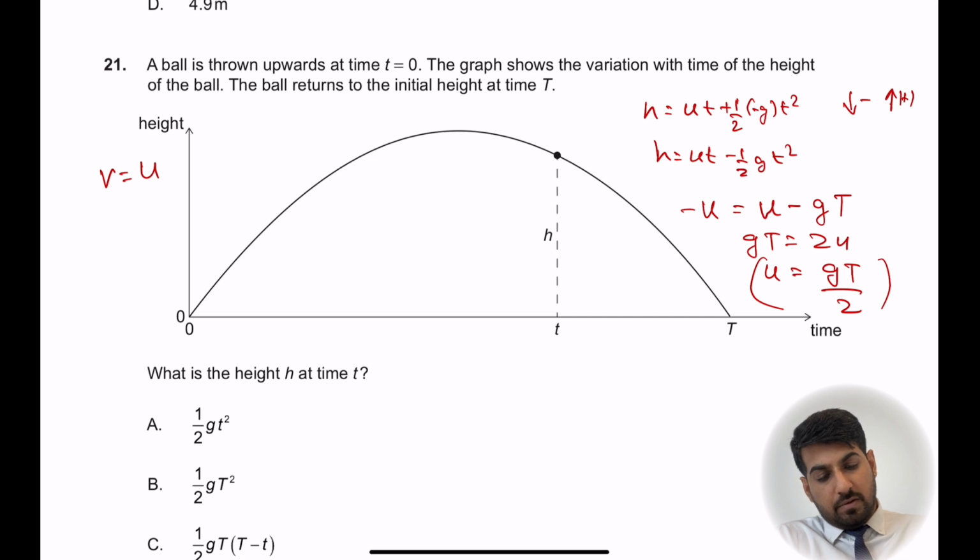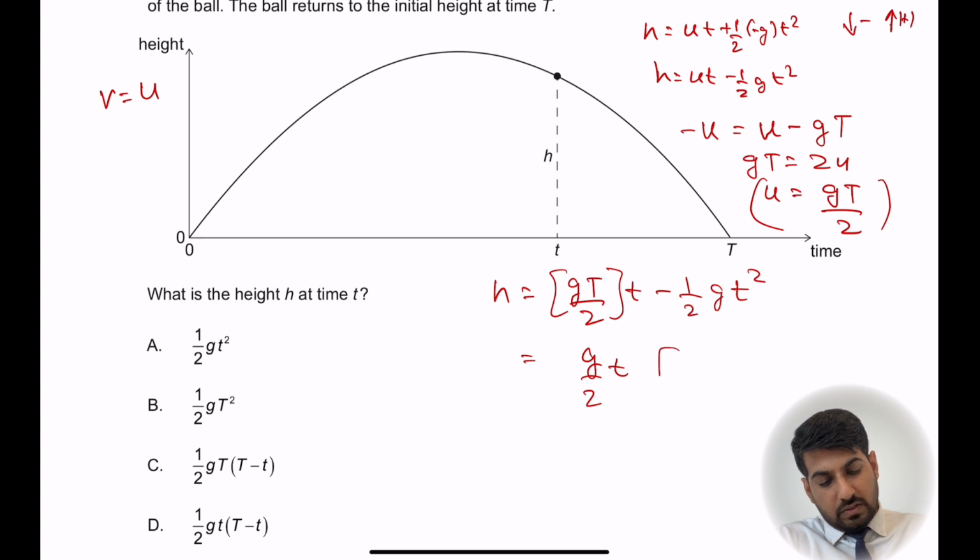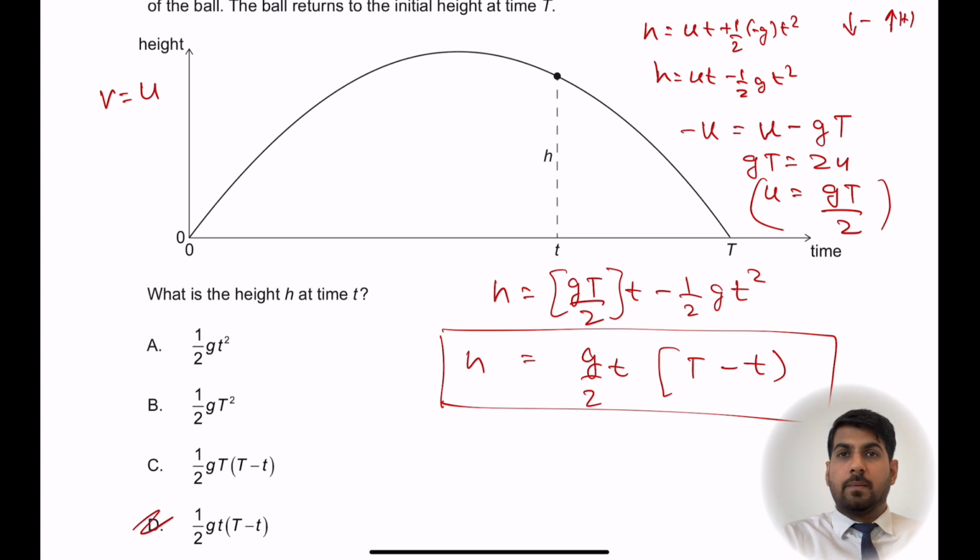So what I will do is I will put u here, because the answer is in capital T and small t. So I write h equals, instead of u I will write gT by 2 times small t minus half g t square. Now g by 2 times small t is common, so it will be capital T minus t. So option D is the right answer. So you just have to play with the equation, nothing more than that.